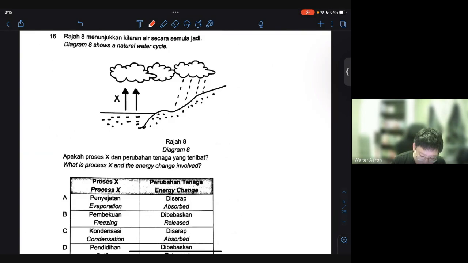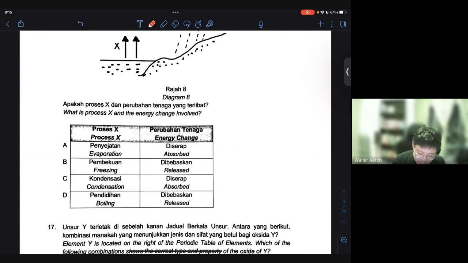16, diagram 8 shows the natural water cycle. So X is the evaporation of water into the air to be condensed in the cloud. So process X cannot be freezing. So these two are out. It's not boiling either, because the evaporation of water occurs on the surface of the water only. You don't see bubbles forming in the ocean. All right, and it comes up. So no boiling. Boiling requires a lot of energy.